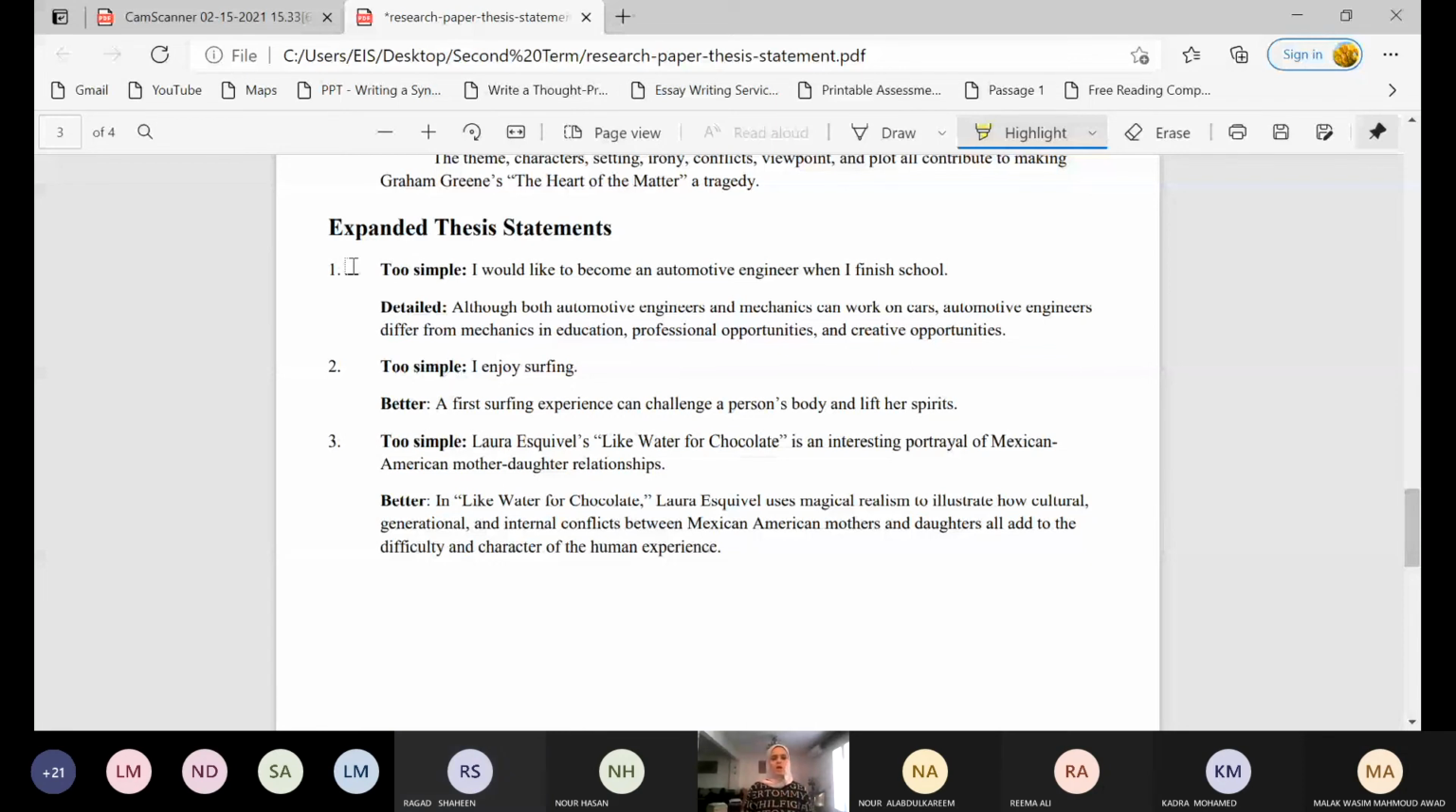Number 3, Laura Esquivel's Like Water for Chocolate is an interesting portrayal of Mexican-American mother-daughter relationships. How can I make it better? In Like Water for Chocolate, Laura Esquivel uses magical realism to illustrate how cultural, generational, and internal conflicts between Mexican-American mothers and daughters all add to the difficulty and character of the human experience.